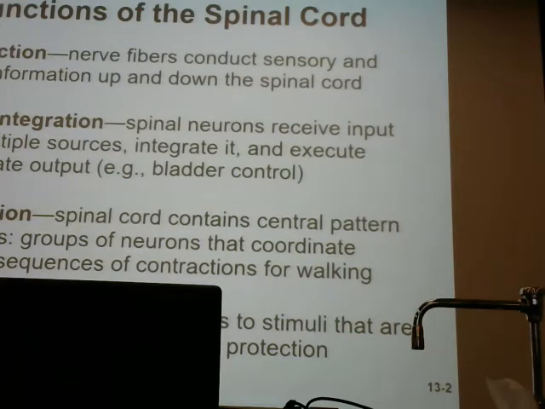The peripheral nervous system. What does it mean when you say periphery? Outside. To the outside. Outside of what? I'm saying outside of brain and spinal cord. Outside of my central nervous system, that brain and spinal cord.